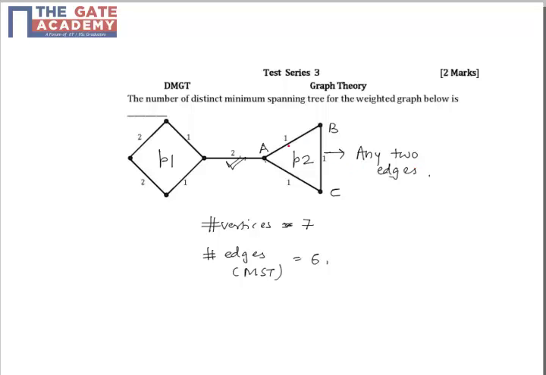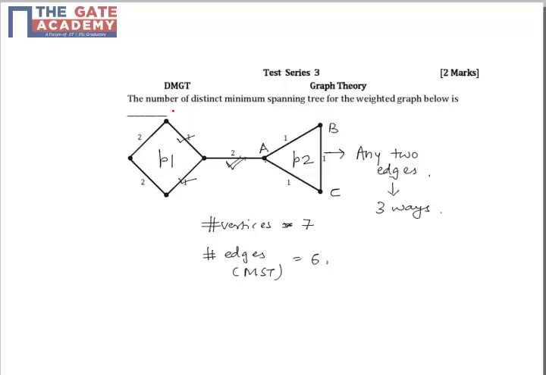Because the weights are the same, I can select these edges in 3 ways. Because there are 3 edges, I can select any 2 edges in 3 ways. Either I'll select AB and AC, or BC and so on. Now from this part, there are 2 edges which have minimum weight 1. So these 2 edges will always be there in my minimum spanning tree.